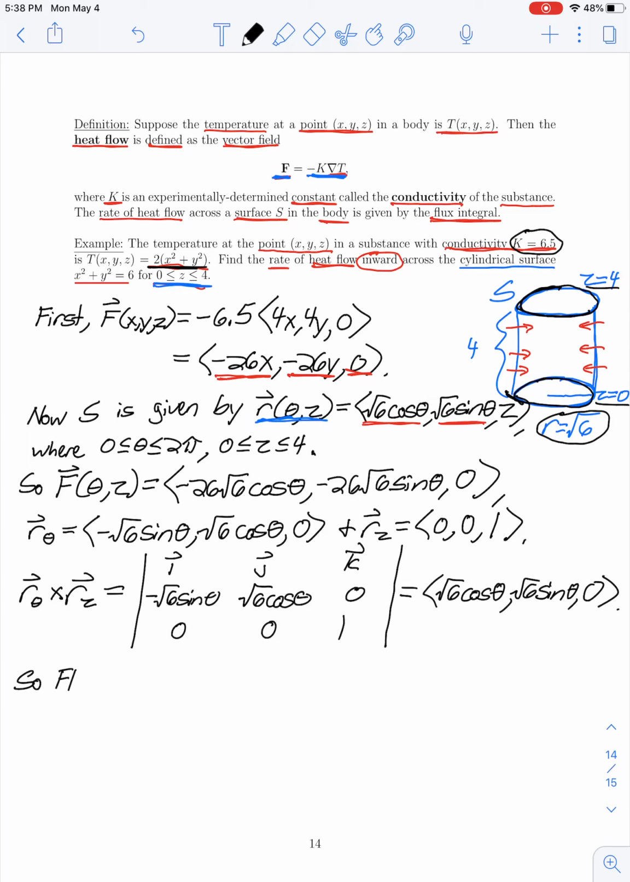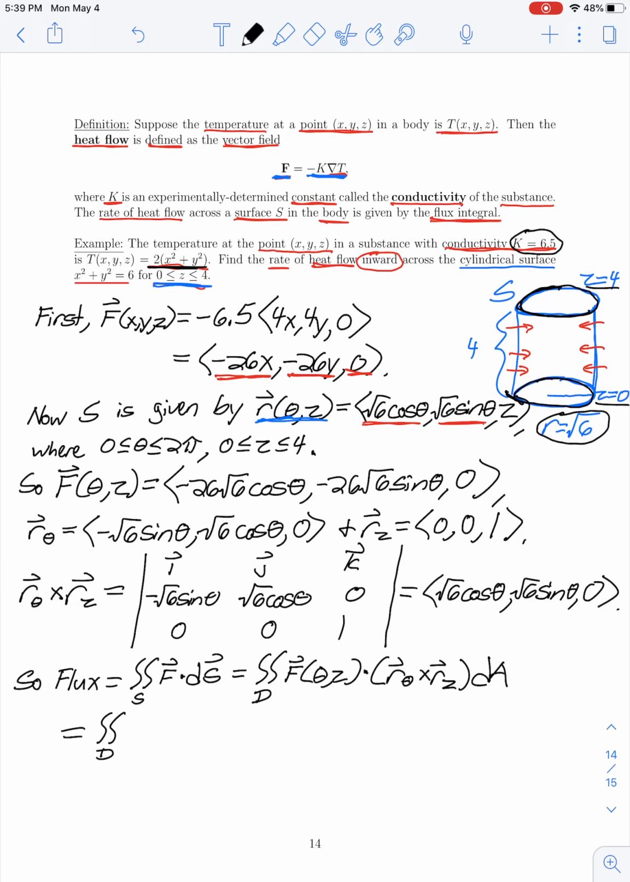So the flux of this heat flow across our surface S is given by the surface integral of that vector field F over the surface S. And in terms of a parametric surface, we would express this as the double integral over our parameter domain D of the dot product of our field expressed in terms of the parameters theta and z with the cross product of our partial derivatives, r theta cross rz, with respect to area. So let's see what we have here.